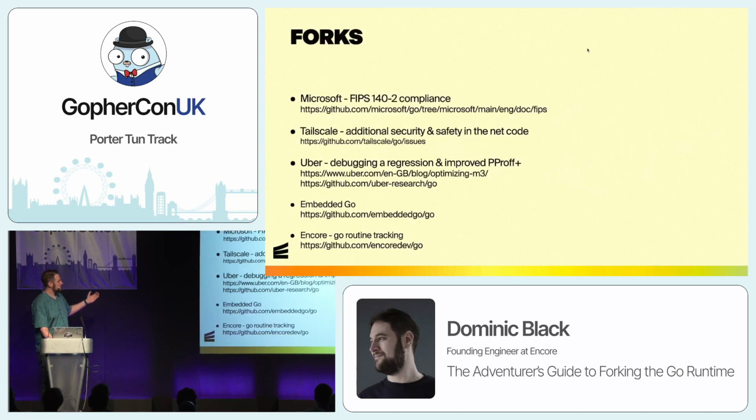All of these companies have their own version of Go. Microsoft maintains a FIPS-compliant version of Go for use in the US government. Tailscale have a copy of Go where they've added extra security and safety in the networking code. Uber had 2 copies of Go, which I don't know if they use anymore. One of them, which I've linked to in this blog post, was a really interesting deep dive: they had a latency issue, and they had to start adding print statements in the lowest level of the runtime to understand what was happening, and they ran it on their production systems for a while. We have embedded Go for running on microcontrollers, and then we have Encore's version of Go, which, as I said, this talk is based on.